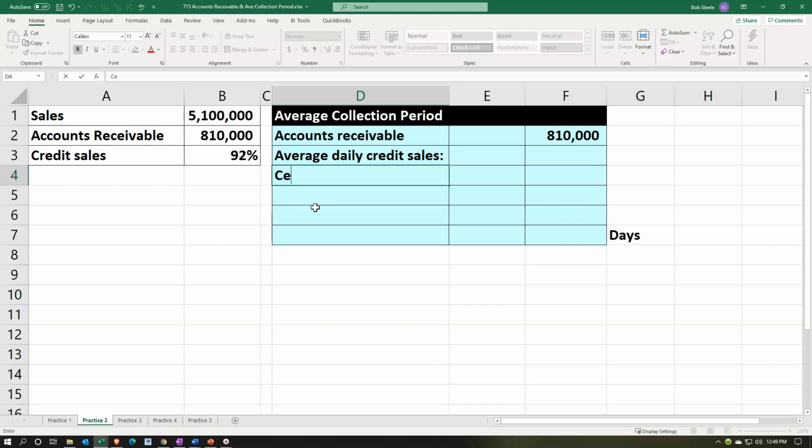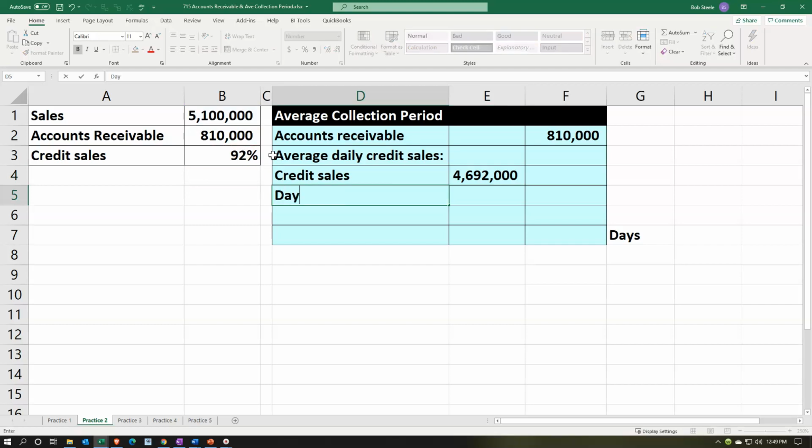So I'm going to call this the credit sales, which is going to be the total sales times the portion that we believe are going to be on credit, on account, meaning we gave an invoice and didn't get paid at the point of the time the work was done, but expect to receive payment in the future. So we take the total sales times the 92%. That's going to give us our credit sales.